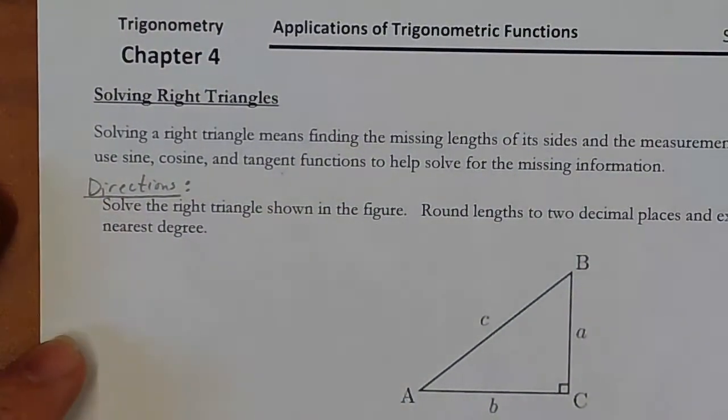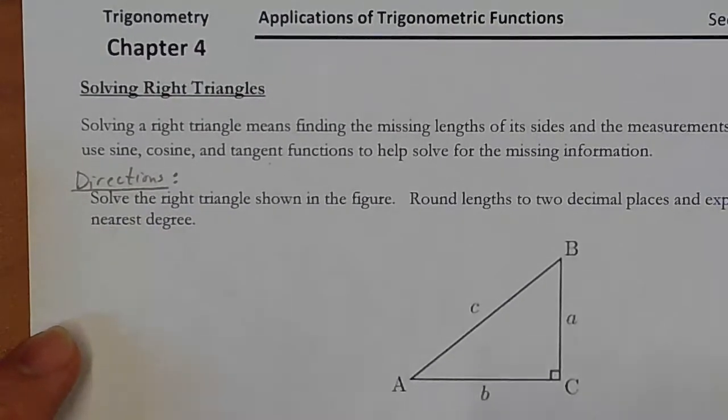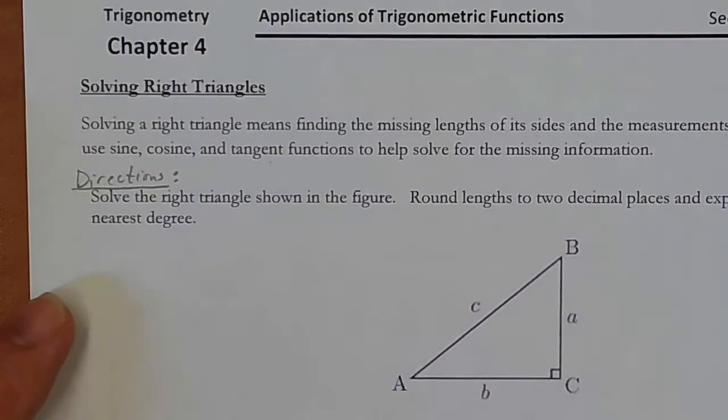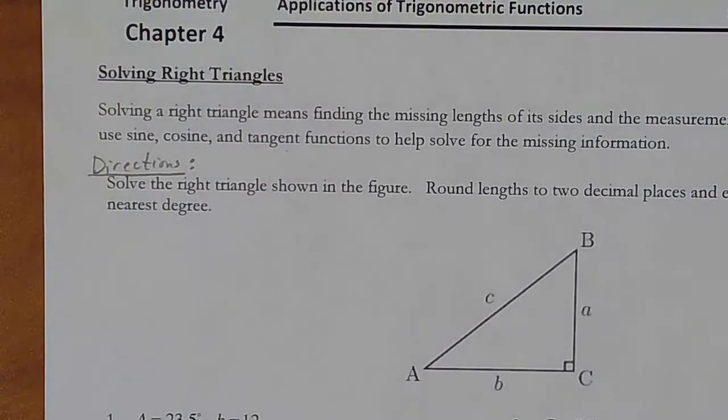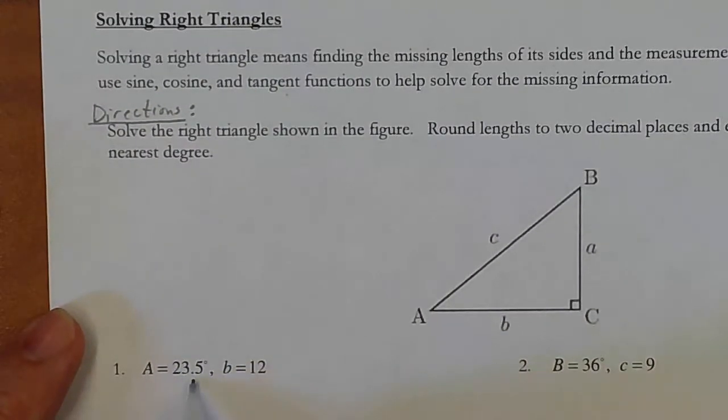Solve the right triangle shown in the figure. Round lengths to 2 decimal places and express angles to the nearest degree. Okay, sometimes we use decimals for angles too. So that's what the authors asked us to do in the OTI anyways. So this one already is in a decimal form.